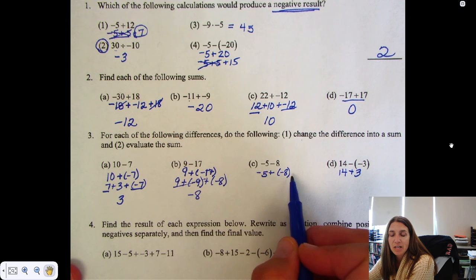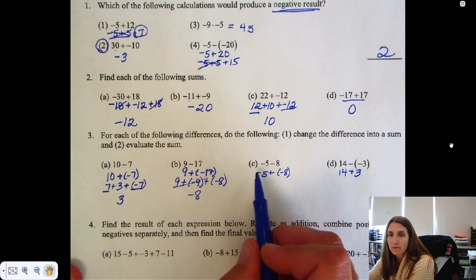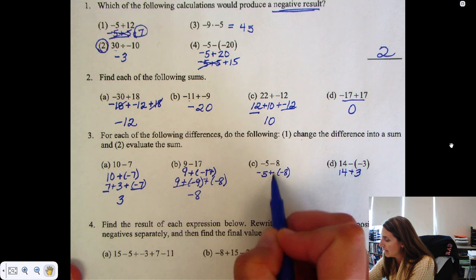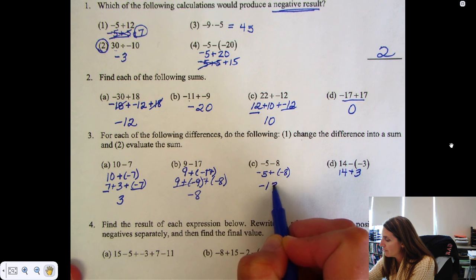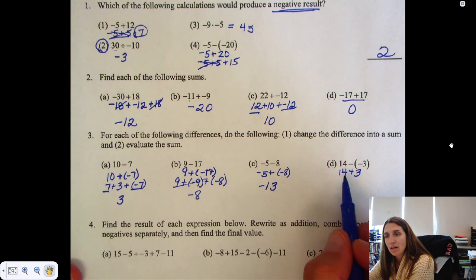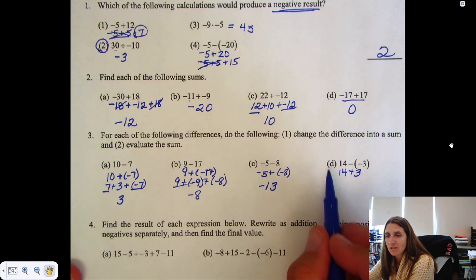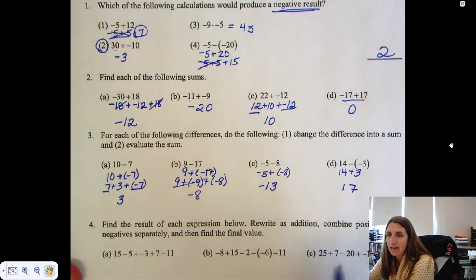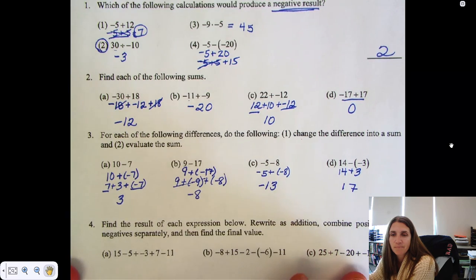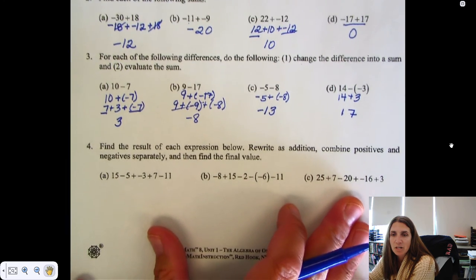I only have negatives here, so I'm just going to add them together because I have a big pile of negatives. I can't cancel anything out. So I have 13 negatives. And here I only have positives, just a big pile of positives. So I add them together and I get 17. Okay, let's head down to number 4.